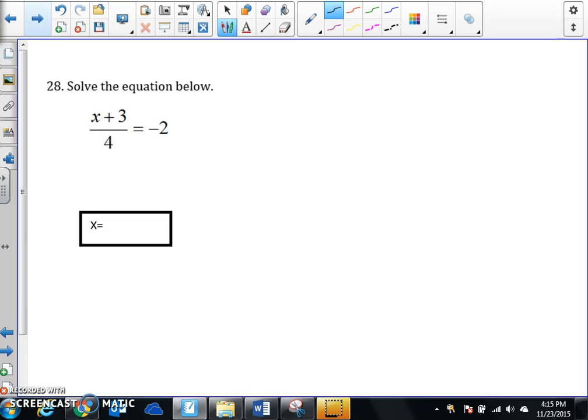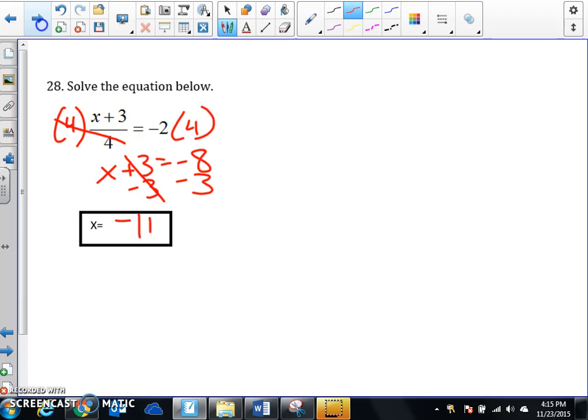All right, so this is x plus 3 all over 4. If it's all over 4, I multiply both sides by 4. x plus 3 equals negative 8, and then I subtract 3 from both sides. x equals negative 11.